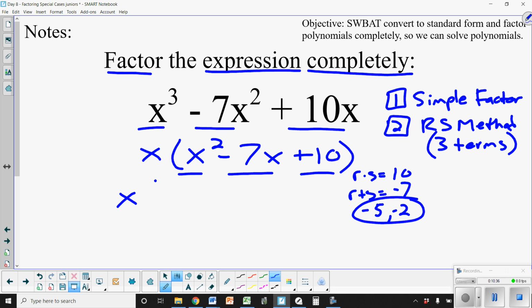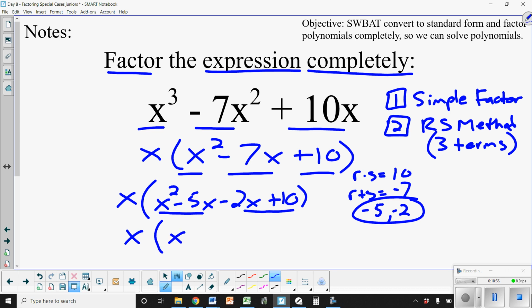Notice we keep this x outside. I'm not writing equal signs anywhere because I don't need to. So I have x squared minus 5x minus 2x plus 10. And then I need to factor the left side and right side here. So we have x, and then x minus 5, and -2, and then it'll be x minus 5. Notice that I have to put these double parentheses because this parenthesis here is going with this one there.